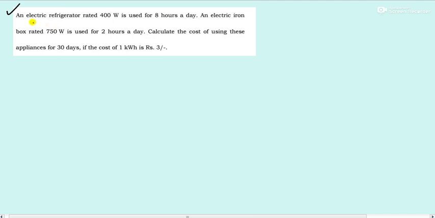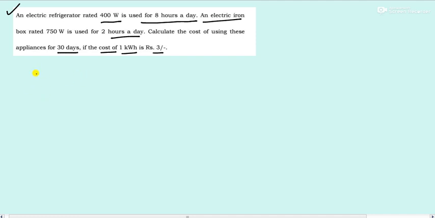Okay, see, they have given an electric refrigerator rated 400 watt is used for 8 hours a day. An electric iron box rated 750 watt is used for 2 hours a day. Calculate the cost of using these appliances for 30 days if the cost of 1 kilowatt hour is 3 rupees.